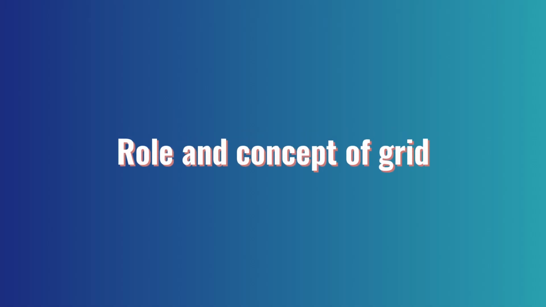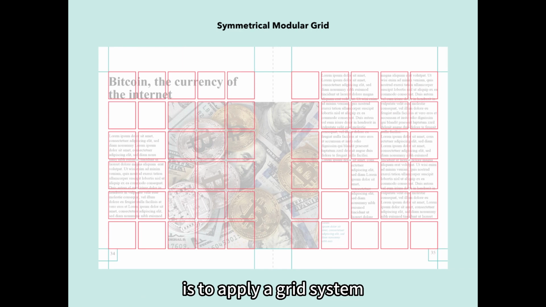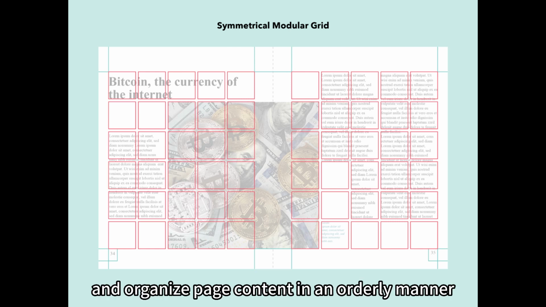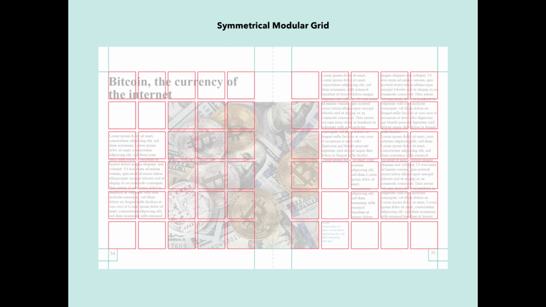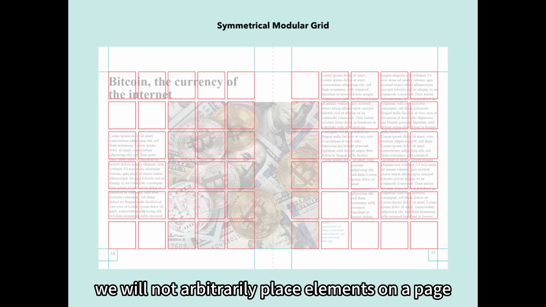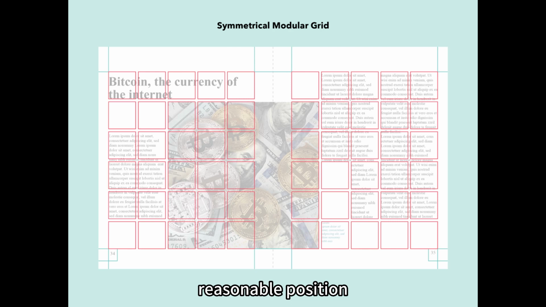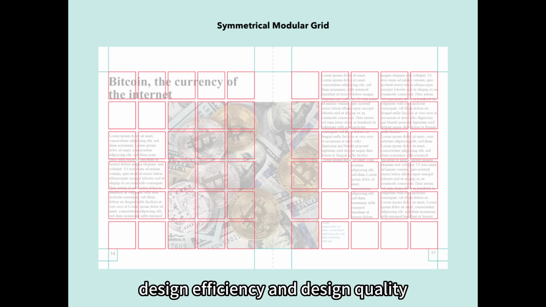Role and concept of grid. The best way to achieve good page layout is to apply a grid system. A grid is the skeleton of a design that helps us align and organize page content in an orderly manner. Through the correct use of grids, we will not arbitrarily place elements on the page, but clearly know where to put these elements in a reasonable position, which helps to improve design efficiency and design quality.